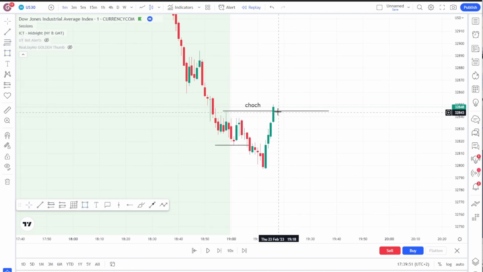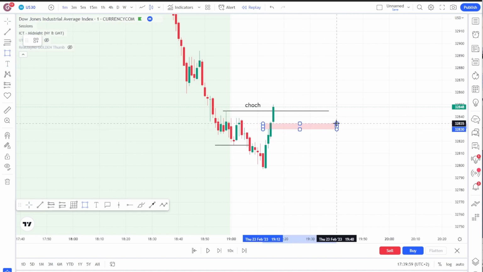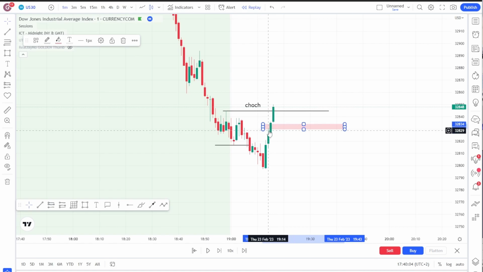Now again we look back. So we've got 1, 2, 3. This is our third candle. Now the fair value gap will be the highest and the lowest point. This is the lowest point and this is the highest point. Okay, and the gap is that. However, that cannot be our gap.